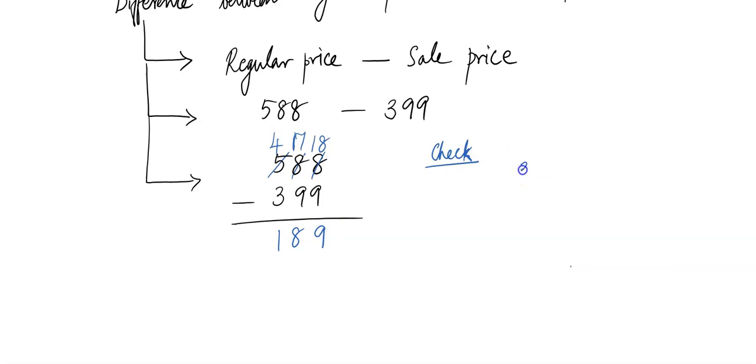So we have the 399 plus the answer you got. If you would add these two, it should give you back the 588. That's what I meant by indirect addition. So we have 9 plus 9, 18, 1. So 8 plus 1, 9, 9 plus 9, 18, 1. So 3 plus 1, 4, plus 1, 5, 588. So you know that your subtraction is right.